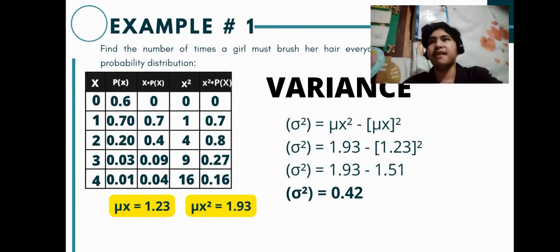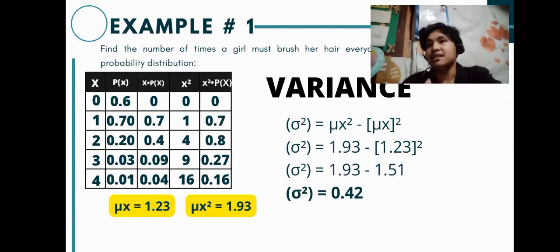Now, in order for us to find the variance, we must first find x squared and x squared multiplied by p of x. To find these two new columns, we must first square the x values to get x squared, which is very easy. It's only 0, 1, 4, 9, 16 by squaring 0, 1, 2, 3, 4. And for x squared multiplied by p of x, we must multiply the x squared values that we now have by the p of x, the probability distribution from the problem. After multiplying those numbers, we have 0, 0.7, 0.8, 0.27, and 0.16.